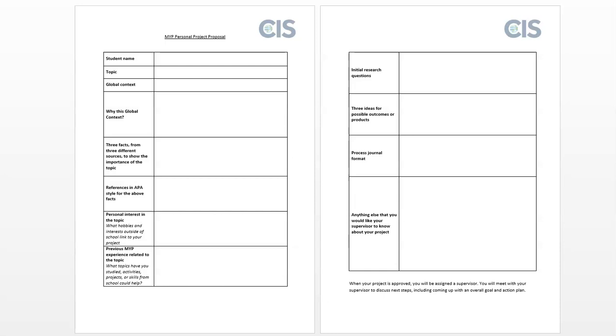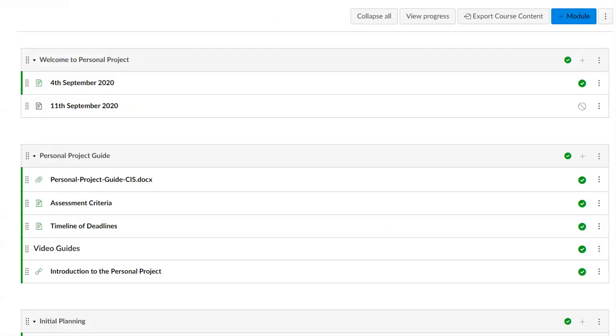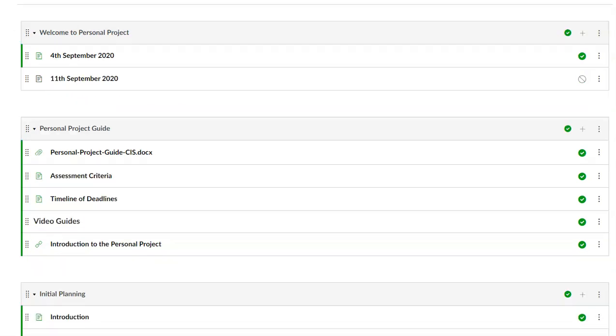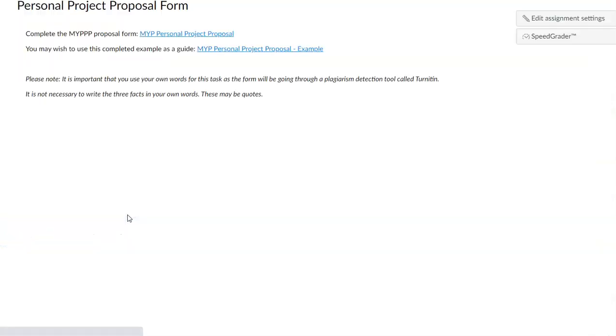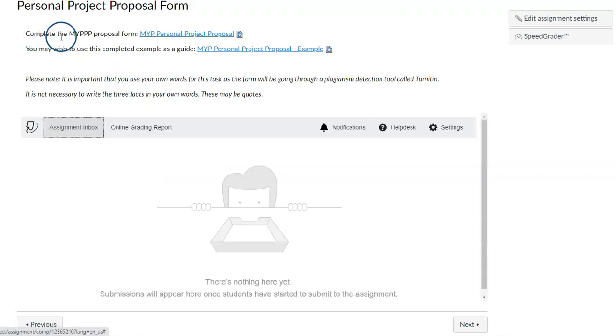As a reminder of where to find the Personal Project Proposal form, on the Personal Project Canvas course for your year group, on the Modules page, scroll down to Initial Planning. Here you will see Personal Project Proposal form. If you click in this form, you will see a direct link to download the form where it says Complete the NYP PP Proposal Form. Click this link to download the form.